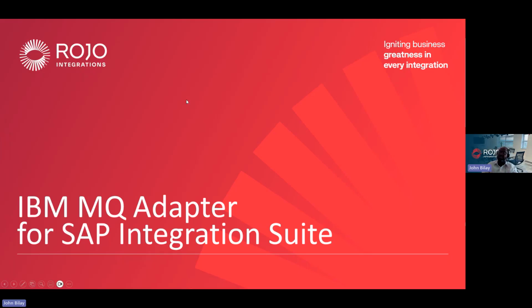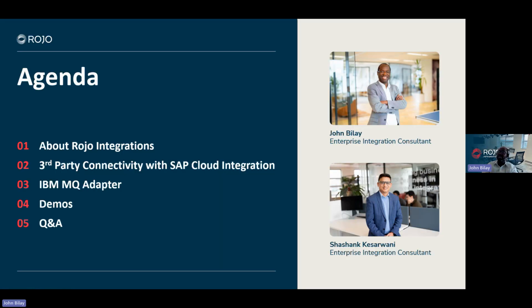In the agenda, just some points here you can see. We will talk about Rojo Integration, who we are, and to give you a feeling of the background of us as a company. We'll talk about third-party connectivity with SAP Cloud Integration. We'll zoom into the adapter itself, tell you features. We will give you a demo, and then we will have a Q&A session.